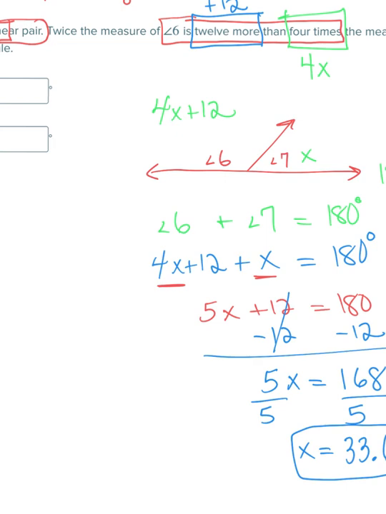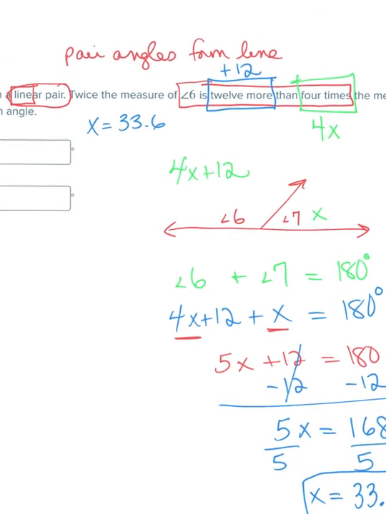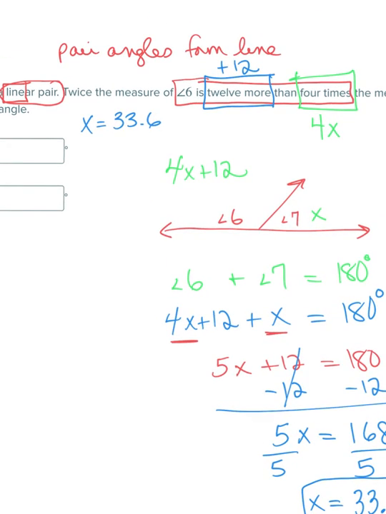Okay, now, if I go back to my question, so we know x is equal to 33.6. If I go back up to my question, it says, find the measure of each angle. Okay, well, angle 7 was x. So that means angle 7 is equal to 33.6.